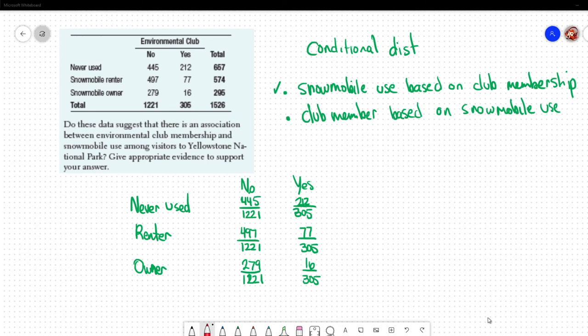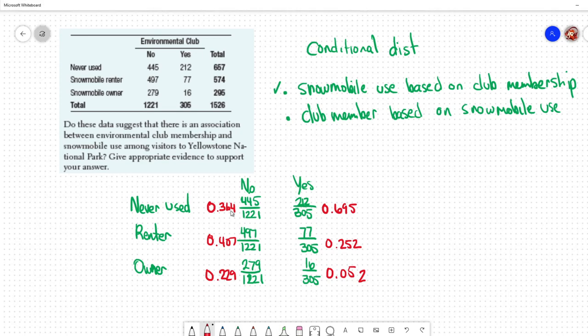Okay, so now with the numbers put in, I see I have the following percentages. So now, based on just looking at it from this perspective, this condition, can I say there's an association between club membership and snowmobile use? So I see that if they are in the club, if I'm looking at the yes, I have a higher percentage of people that never use a snowmobile. And it becomes less and less till finally there's very few that own it.